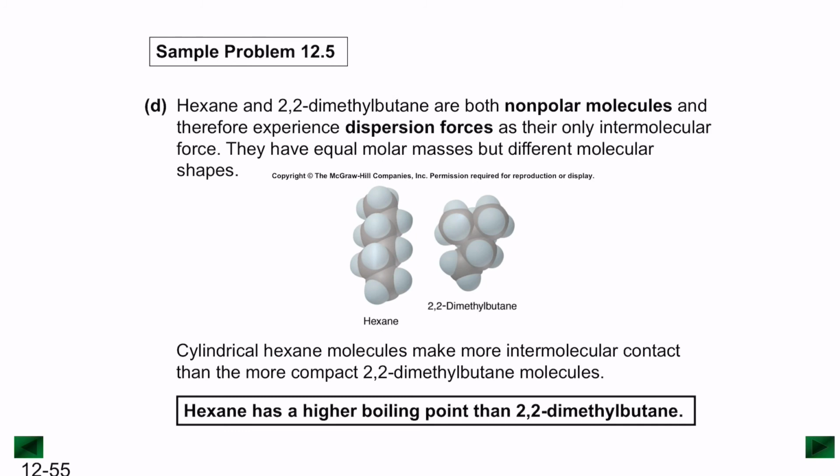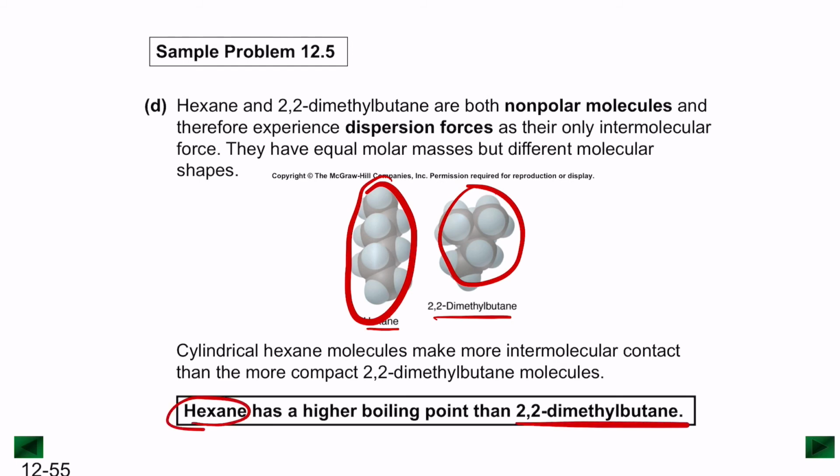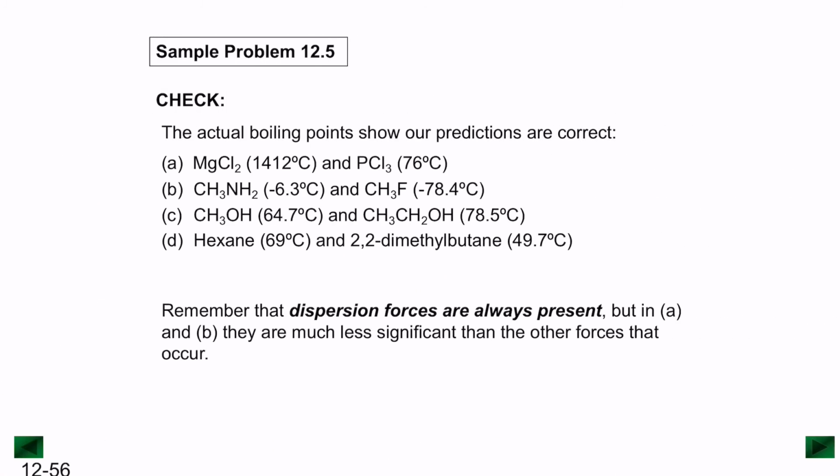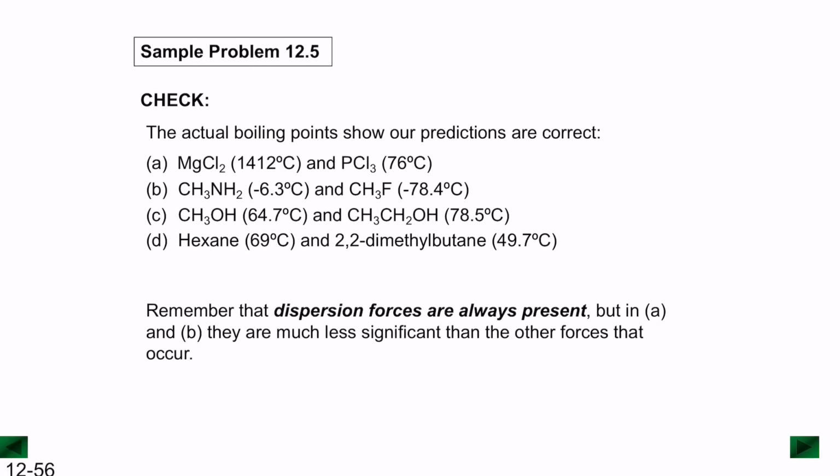Next, D, you have hexane and 2,2-dimethylbutane. Hexane has a larger surface area in comparison to 2,2-dimethylbutane, thereby creating a higher boiling point for hexane than 2,2-dimethylbutane. So this is the idea, because notice that both of them are non-polar molecules and they cannot have any dipole, so the only forces are dispersion forces. So there is higher dispersion force for hexane, thereby resulting in a higher boiling point for hexane. So this is the idea behind the intermolecular forces.